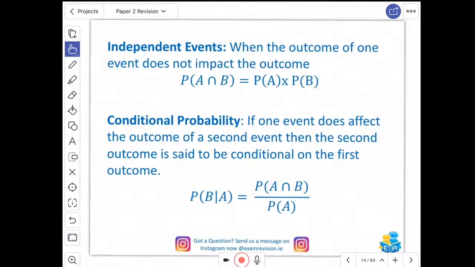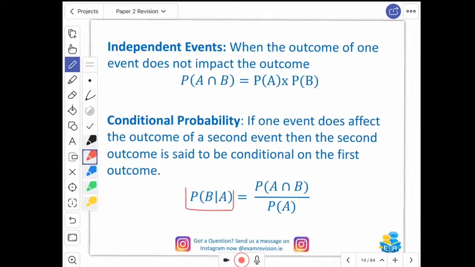So when you're working with conditional probability, there are a few little tricks to remember. The way I always remember it is that this here means the probability of B given A. That's how I would read this out loud.